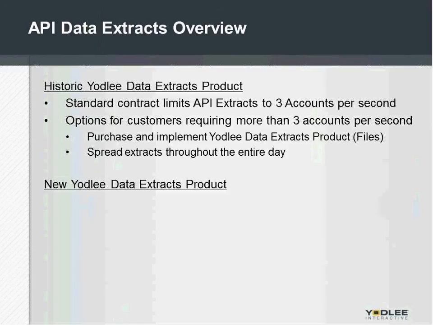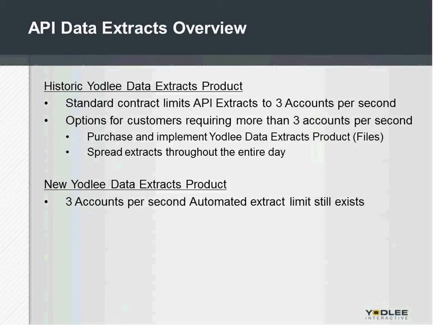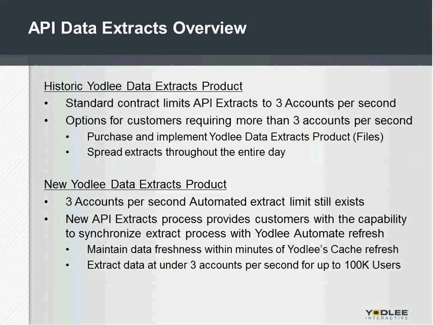Now, we are doing some revamps to our Yodlee Data Extracts product, and we're pretty excited about this. We still have the 3 accounts per second limit for automated data extracts. That's still in our contracts. However, we are providing options for using the API as a permanent solution for data extracts. The one option I want to discuss most is what we're calling synchronized data extracts, a method that allows you to really maintain the freshness of the data in your local data store, within minutes of when Yodlee has the data, and you can use this method to stay under that 3 accounts per second limit for up to 100,000 users.